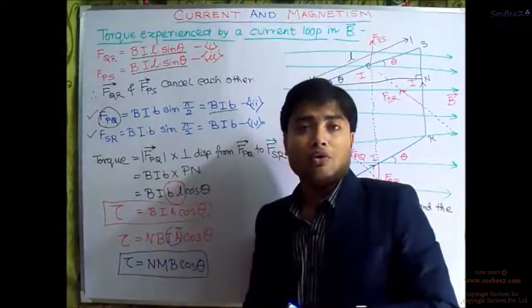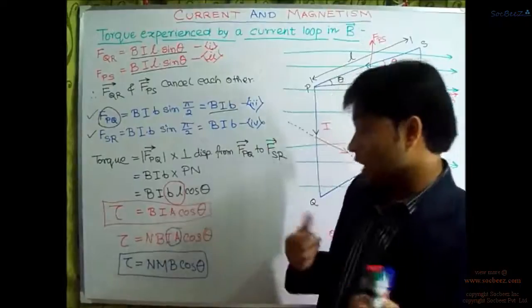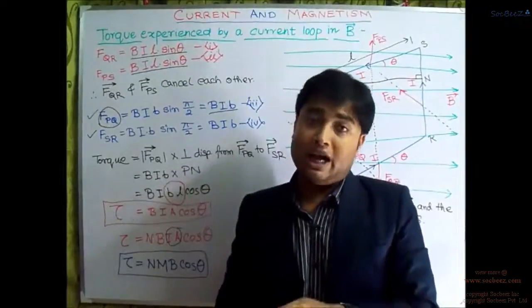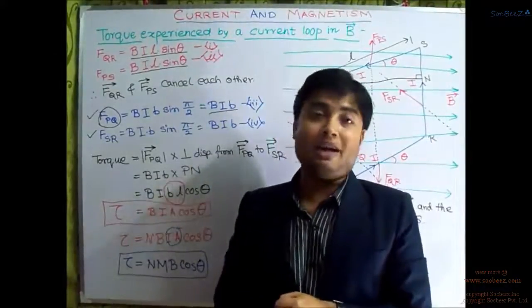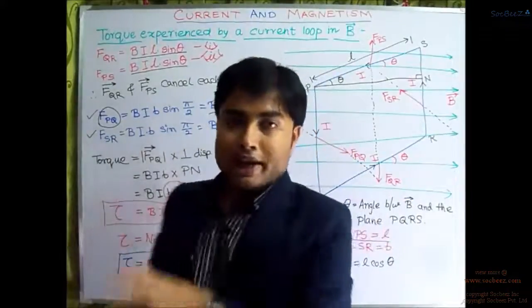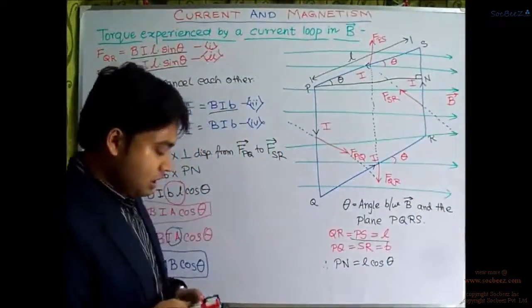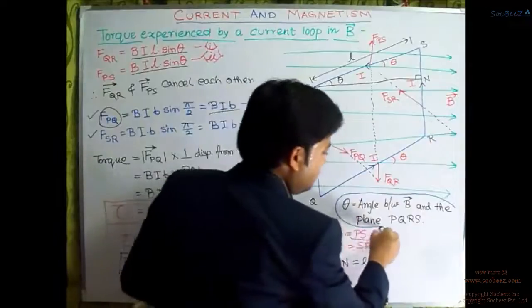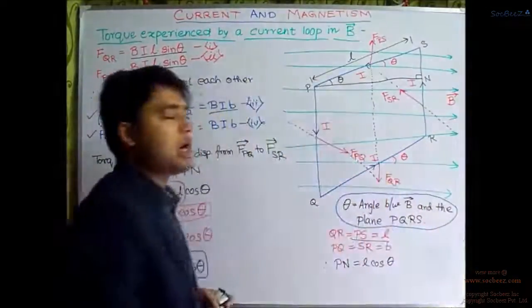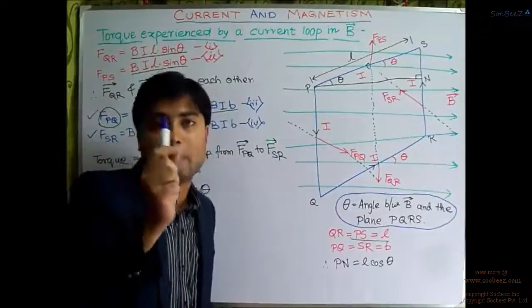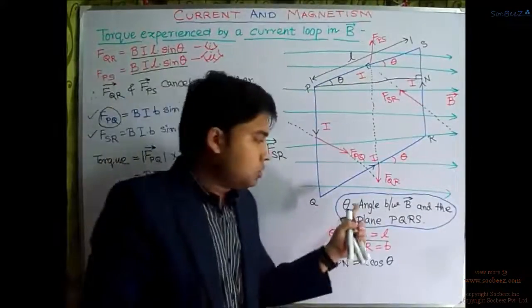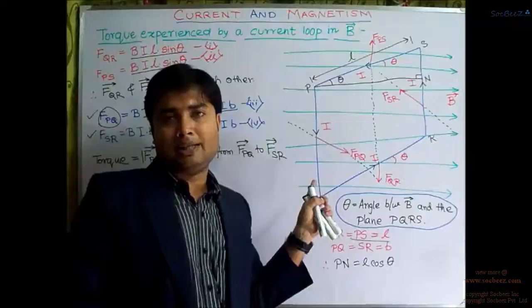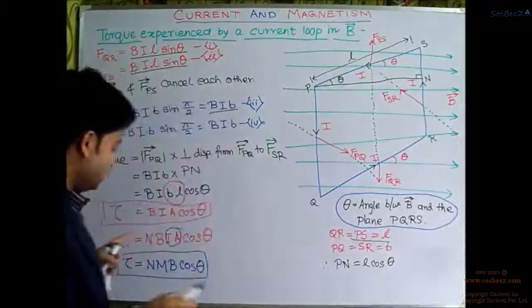So where is the flaw? We have written MB cos theta, so it might be possible that I made some mistake over here, or it might be possible that the reference you are using has made a mistake. No, none of us made a mistake. While solving this kind of numericals, you have to be very cautious about what theta you are measuring. If theta is the angle between B and the plane PQRS, then this will be the formula.